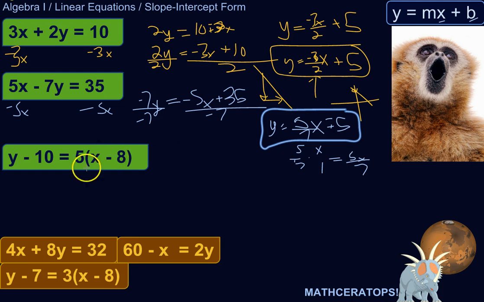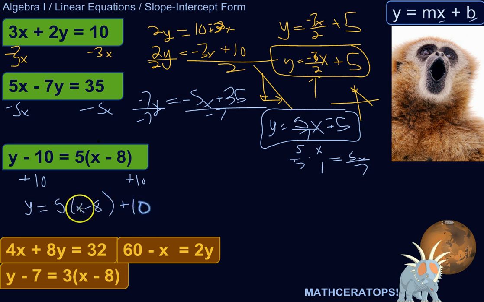All right, so let's try one more. Now this is in the point slope form. But yeah, so we want to get y by itself. So y minus 10, we don't want that minus 10 to be over there. So we're removing that 10. To undo the negative 10, we're going to add 10 to both sides. So we've got y equals 5 times x minus 8 plus 10.